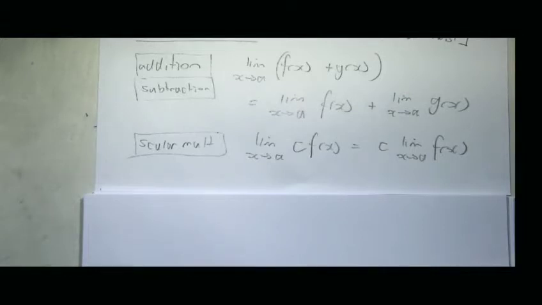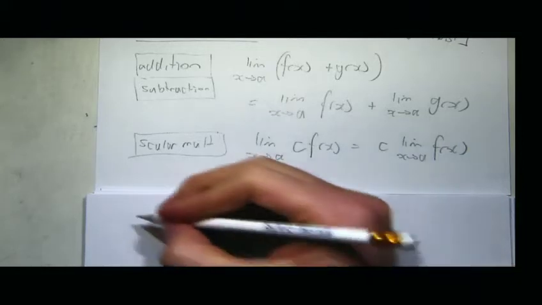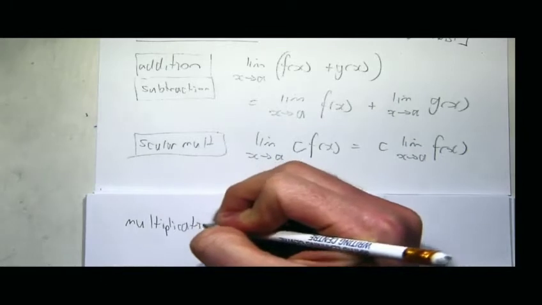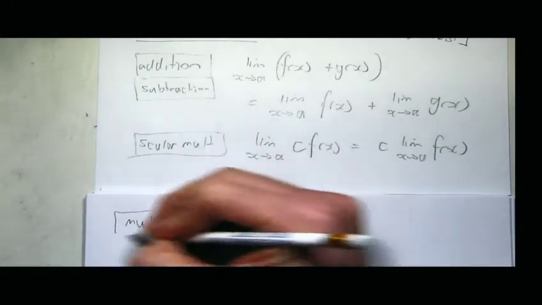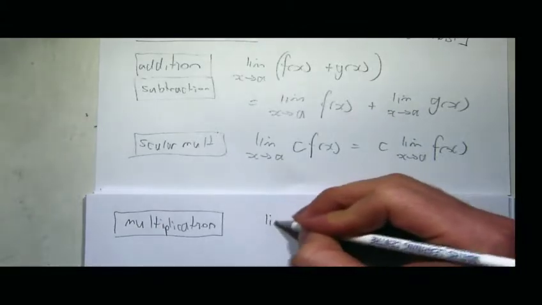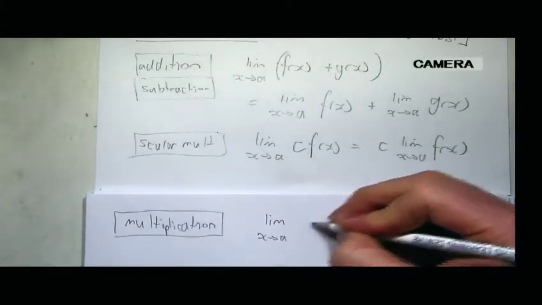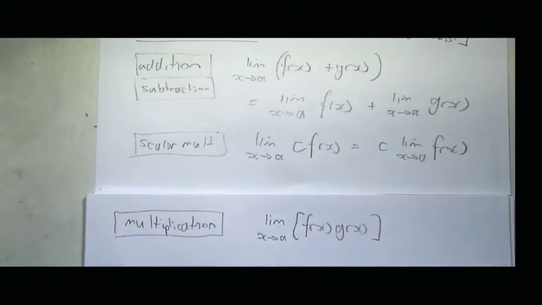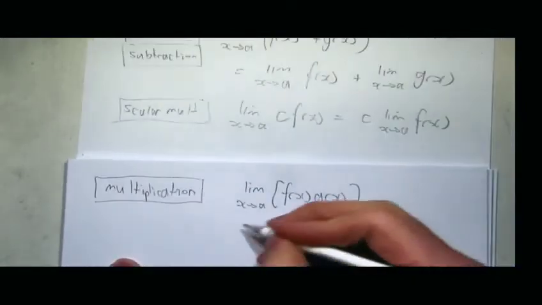Okay, limit law number 3, which is just for ordinary multiplication, or 2, or whichever number it is. The limit law for multiplication says that if both of the limits actually exist, you can expand limits out over multiplication as well.